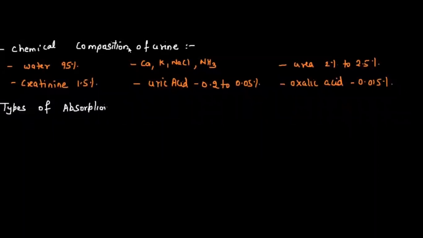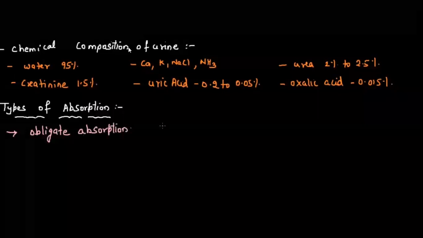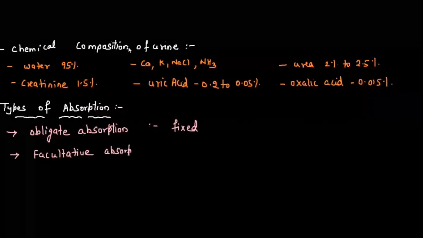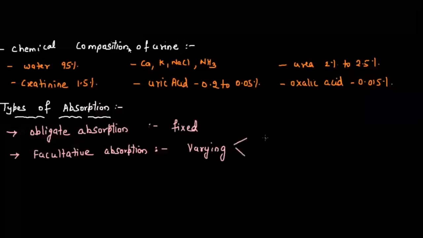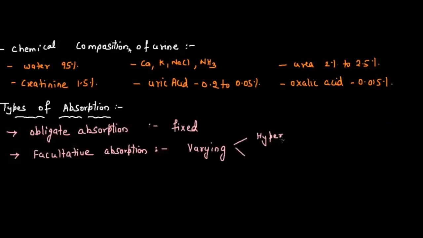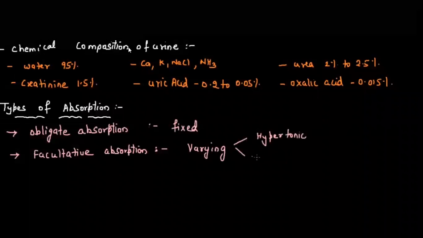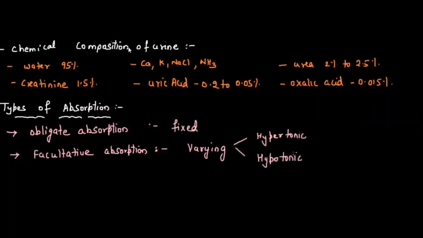Let's understand the types of absorption, because in urine formation we saw that there is absorption going on: selective reabsorption and tubular secretion. So there are two major types of absorption. One is called obligate absorption. When I say obligate, it means it is fixed. It is not going to change at all. Facultative means it will change depending on the requirement in the body. That is what is called facultative, varying depending on the concentration and the requirement of the body, hypertonic and all. So let's understand this.